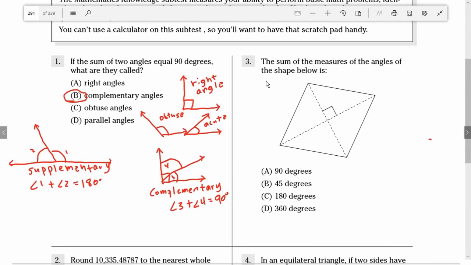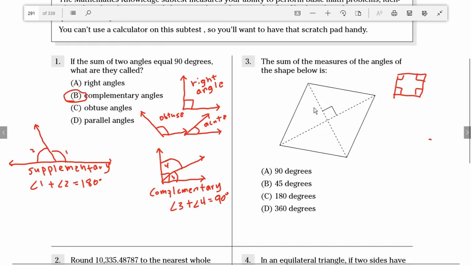The sum of the measures of the angles of the shape below is... Okay, so as we can see, this is a quadrilateral. That is, it has 4 different sides. The most common quadrilateral is a square. We all know a square has 4 right angles.